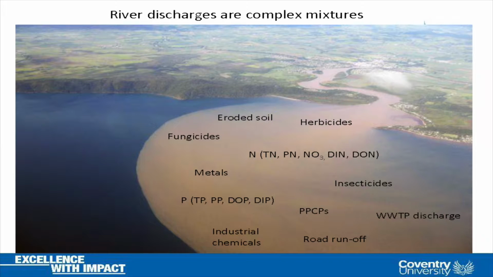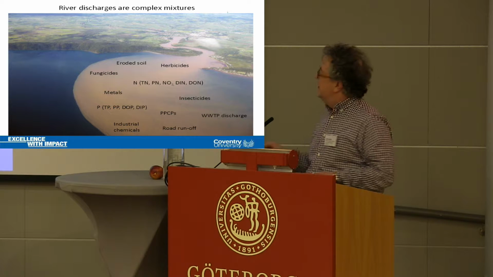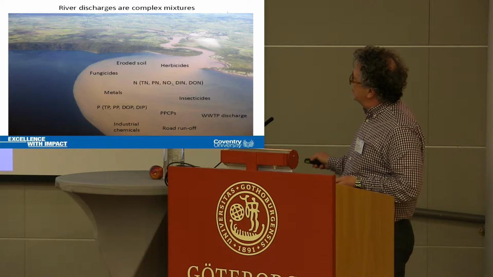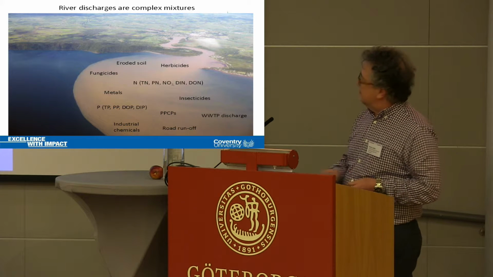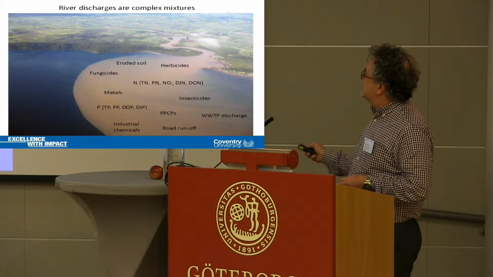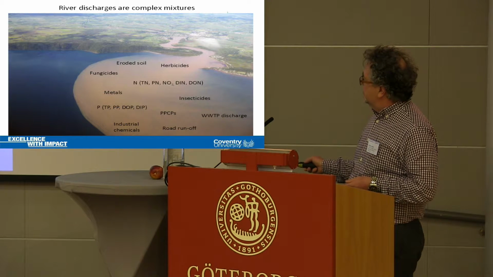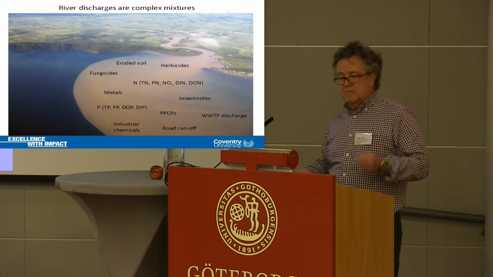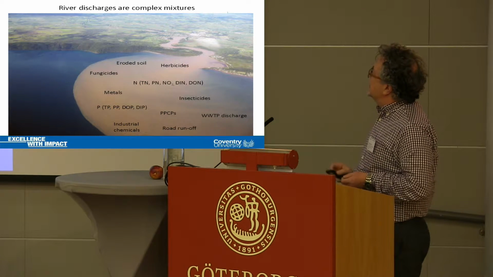In addition to just the rivers which are discharging, obviously the land in the catchment has a whole variety of different uses. And some of the contaminants which are being transported out constantly through those rivers can be seen here. You've got eroded soil, a whole range of pesticides, metals, nutrients, road runoff, industrial chemicals, sewage discharges, etc. So they clearly are complex mixtures.